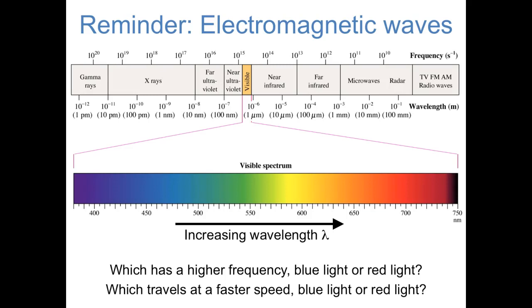Second question is, which travels at a faster speed, blue light or red light? Hopefully you didn't get tricked. Blue light and red light travel at the same speed. I know this sounds obvious, but blue light and red light both travel at the speed of light, which is a constant.